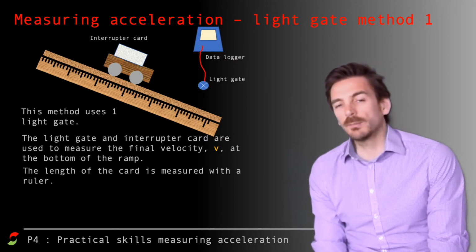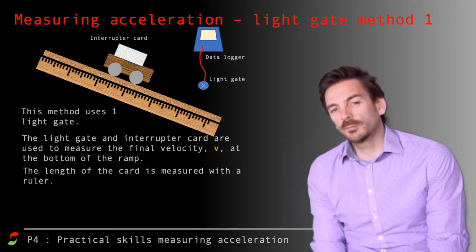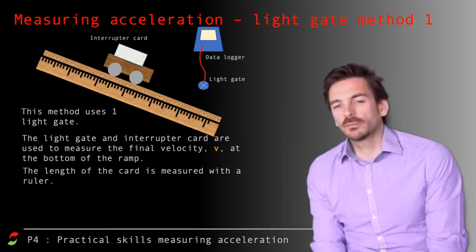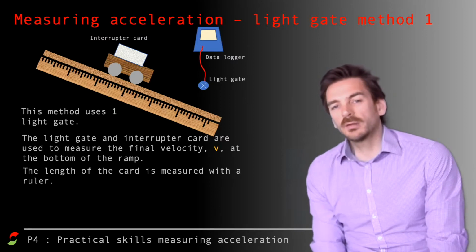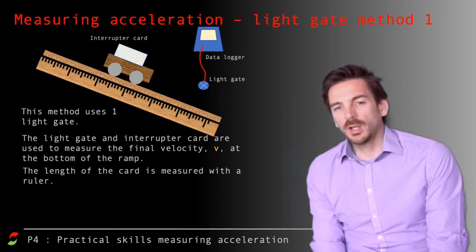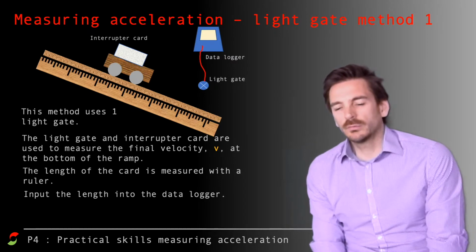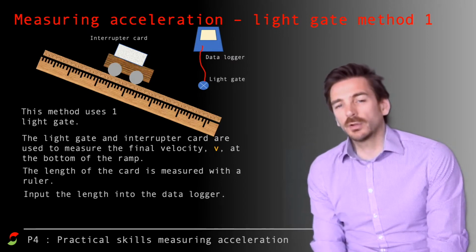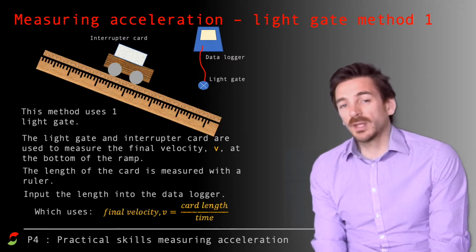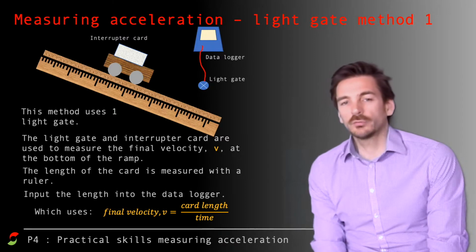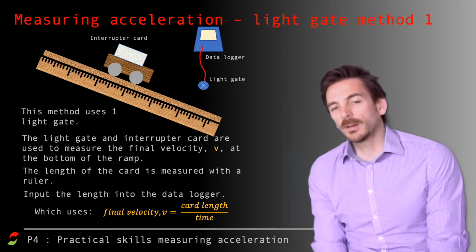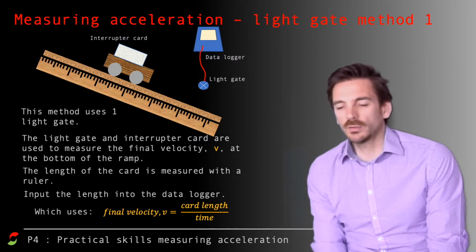When the trolley passes down the ramp, the interrupter card breaks the beam of light, and it's going to time how long that interrupter card has broken that beam of light. But to help out, we need to measure the length of the interrupter card, and we need to input that into the data logger. So the data logger is going to record the time, and we're going to tell it the length. And then it's able to do this calculation. It's able to record the instantaneous velocity right at the bottom of the ramp by using the card length that we've told it divided by the time that it's measured.